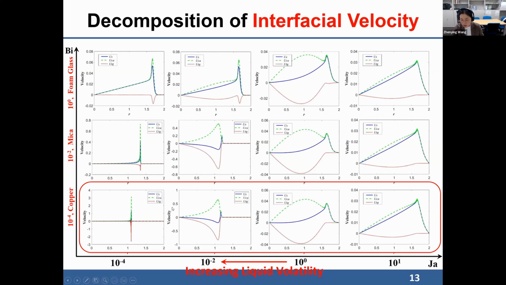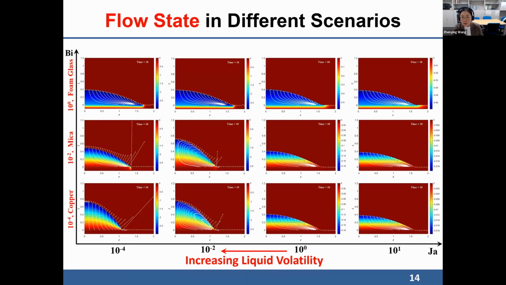So at this position. And this is a summary of all the flow states and the temperature field in different scenarios with different liquid volatility as well as different substrate conductivity. We can see that at this state, the temperature field is very apparent, and because of the large temperature difference on the droplet surface, the thermal Marangoni flow is the strongest, which reverses the flow field inside the droplet compared with these isothermal cases.